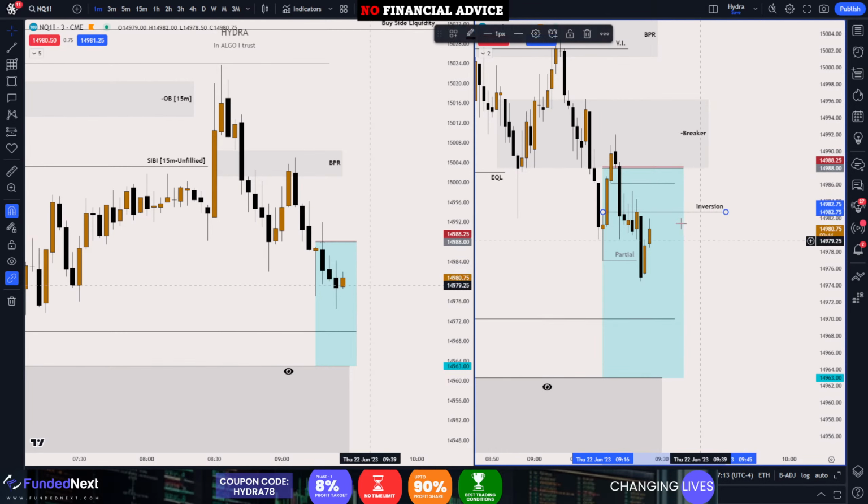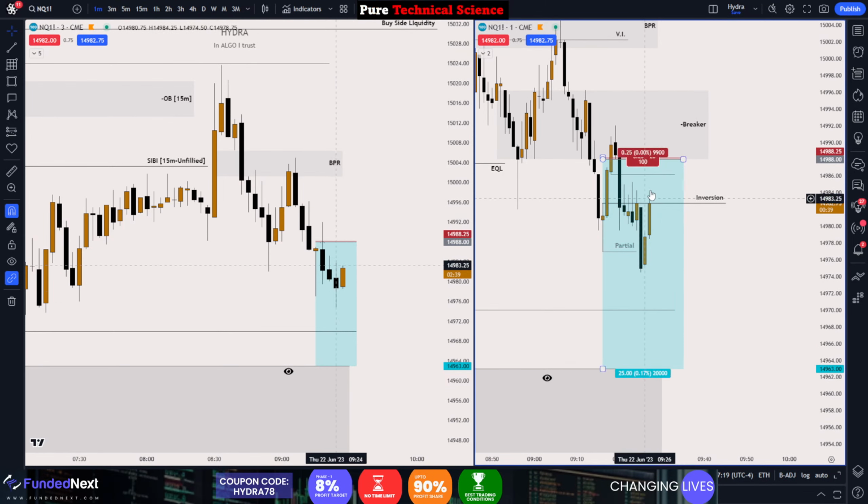So it's 9:27. I want to see this inversion providing support for price again towards the sell side liquidity.